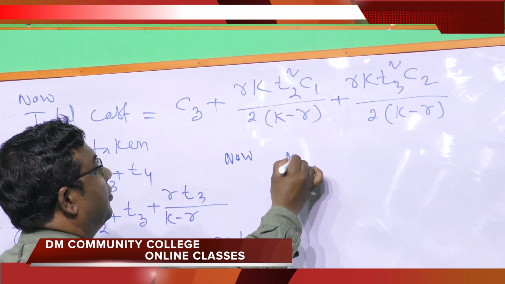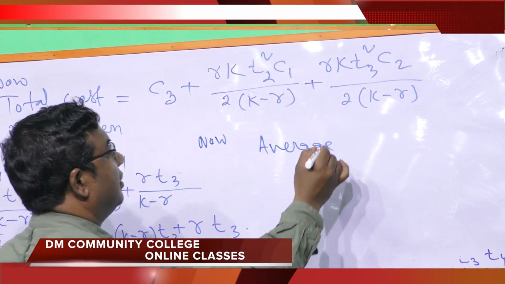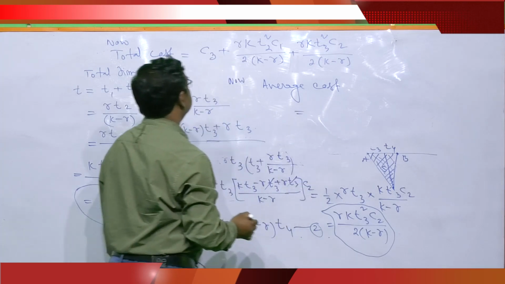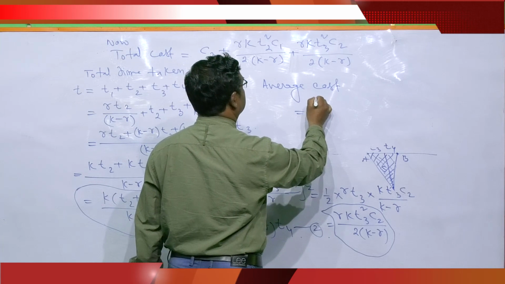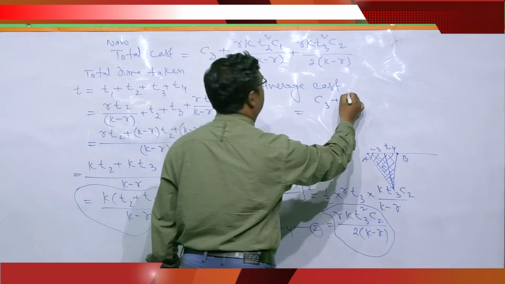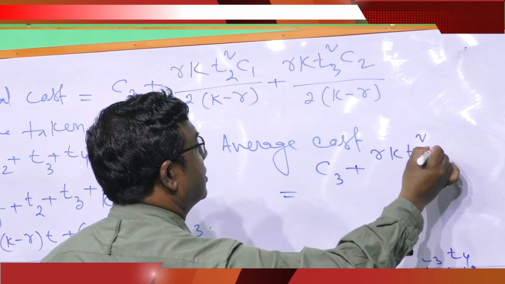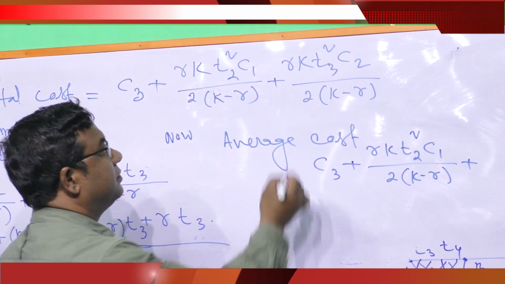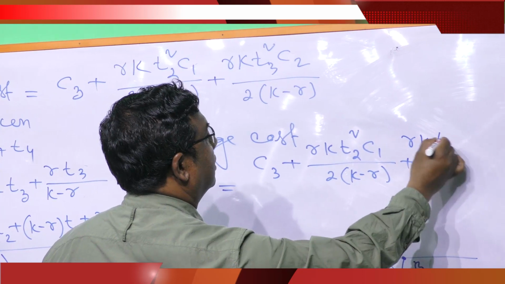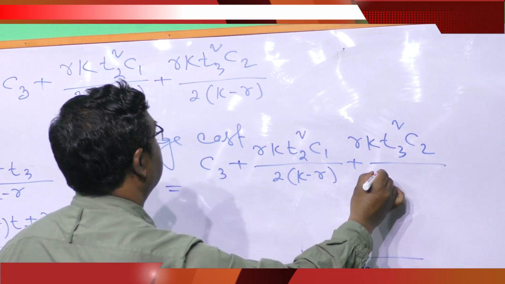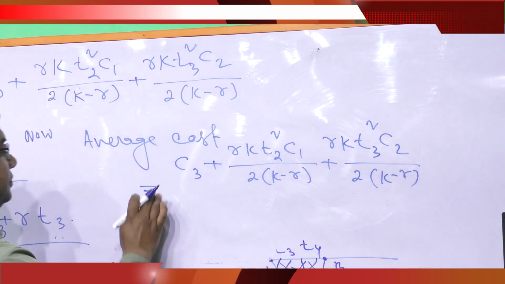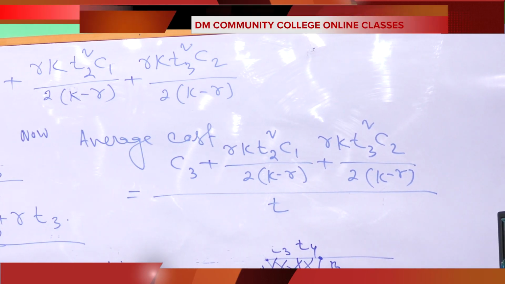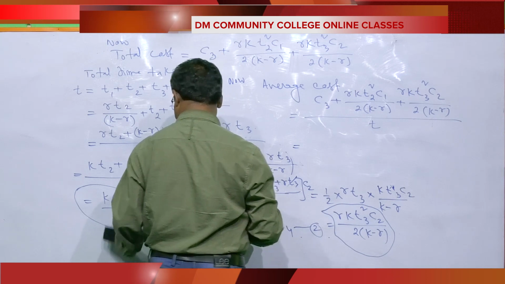Now the average cost is equal to C3 plus R K T2 square C1 by 2(K minus R) plus R K T3 square C2 by 2(K minus R), divided by T, the average cost. So total time is here.